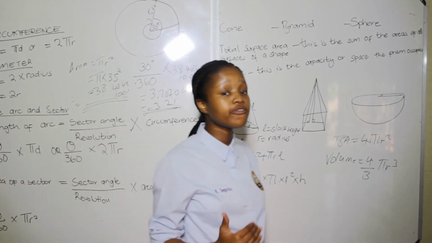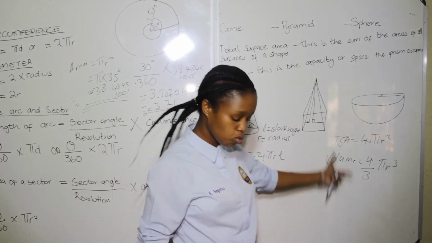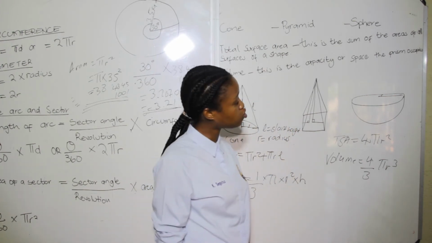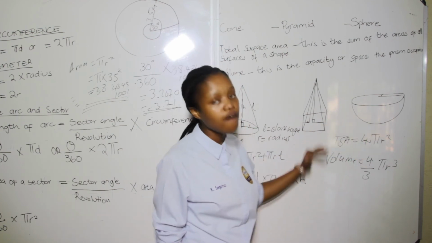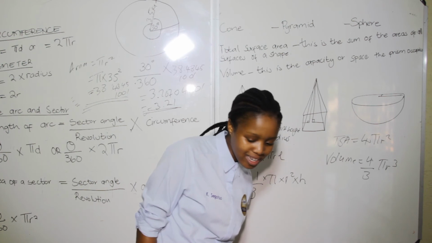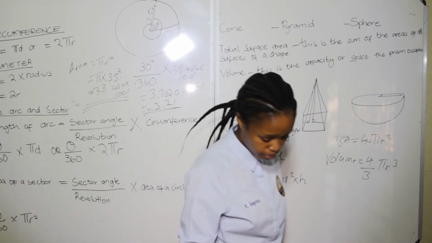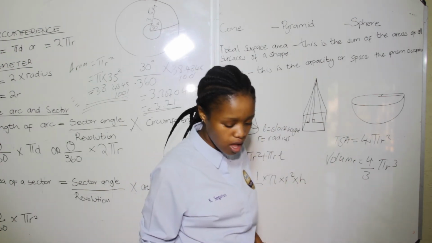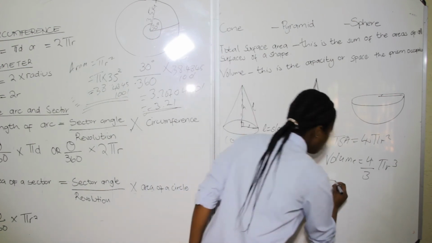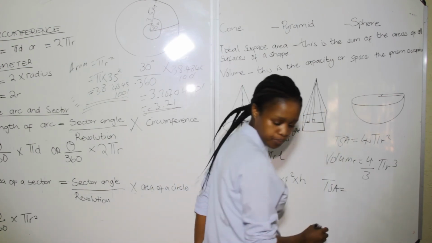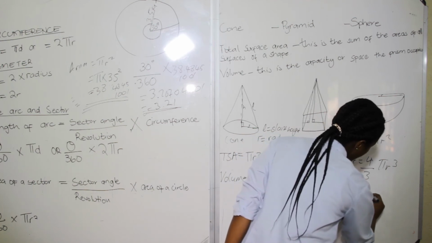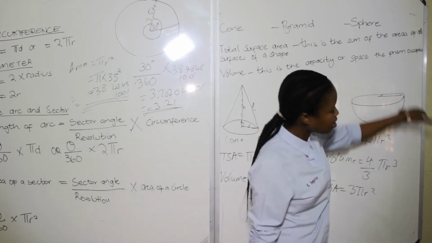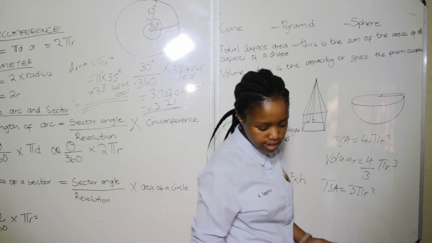A hemisphere is going to change your total surface area. A hemisphere is just half of the sphere. So what is the formula for the total surface area of a hemisphere? It's going to be total surface area equals 3 pi r squared. Why? It's just half of it.